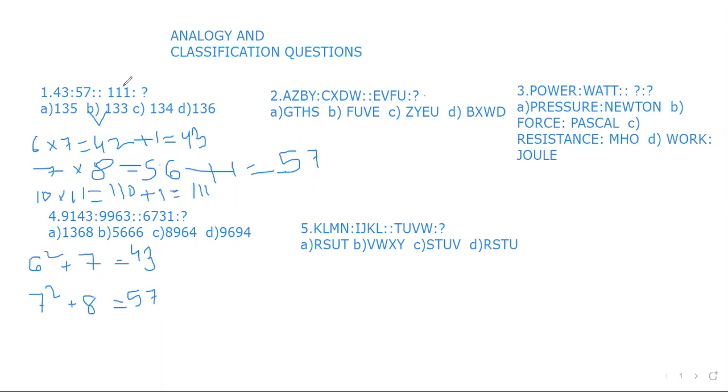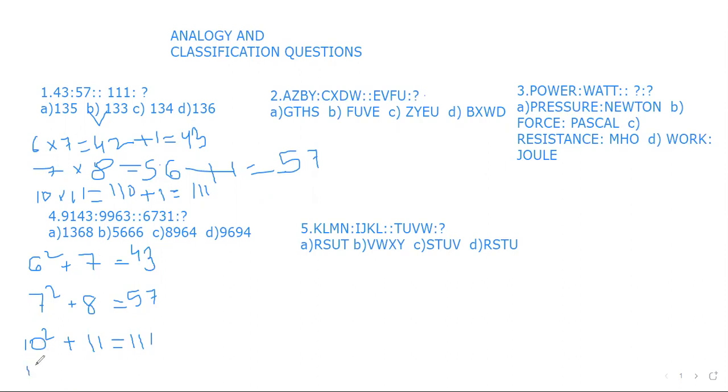Similarly, what is the nearest perfect square of 111? The nearest perfect square of 111 is 100. So 10 square gives us 100. 10 square plus, after 10, what should I write here? 11. It's how much? 111. Let's check. It's coming. Now the question mark will definitely be, see, after 6 you wrote 7. After 7 you wrote 8.